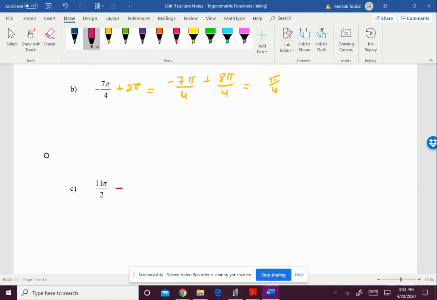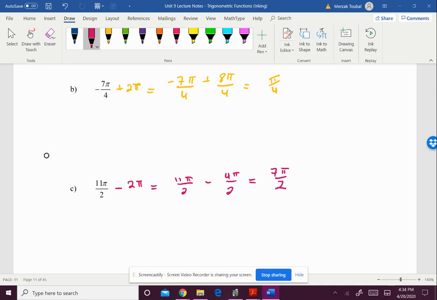This is 11 pi over 2, so we subtract 2 pi because this is positive. So 11 pi over 2 minus 4 pi over 2. 11 minus 4 is 7 pi over 2. Now, is 7 pi over 2 smaller than 2 pi? Well, 7 over 2 is greater than 2. So this is not smaller than 2 pi, because 7 over 2 is 3.5, which is definitely greater than 2. So 3.5 pi is greater than 2 pi.